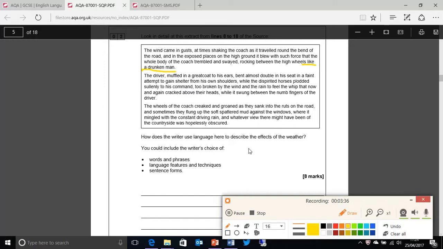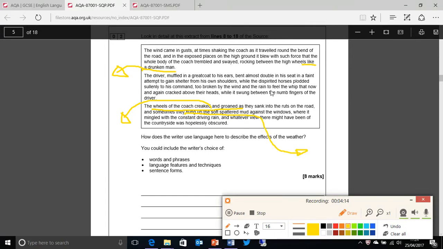So how does the writer use language here to describe the effects of the weather? Well, the way it affects the coach there, it starts to wheel around like a drunken man. The wheels of the coach, they creak and groan. Okay, so obviously wheels don't groan, so what device have you got there? We've got a couple of devices we've picked out already here. And also flung up soft spattered mud you might want to look at as well.